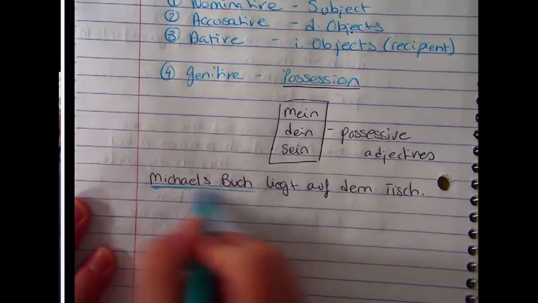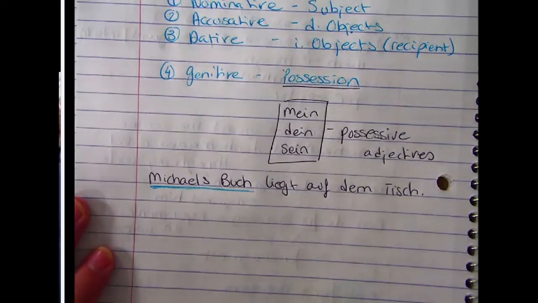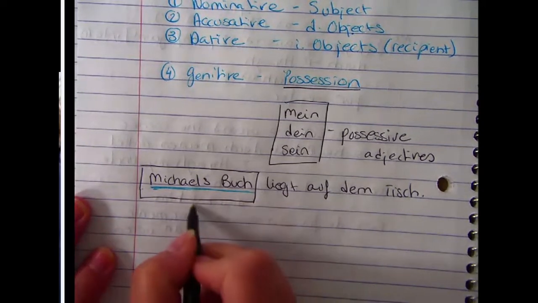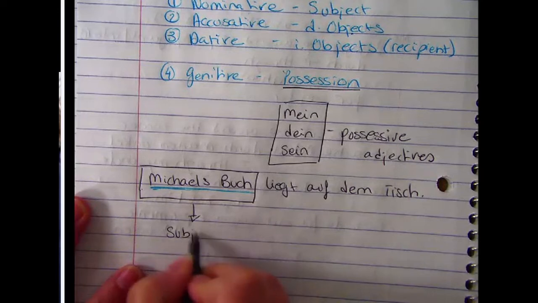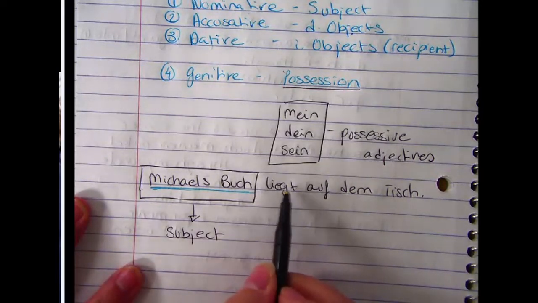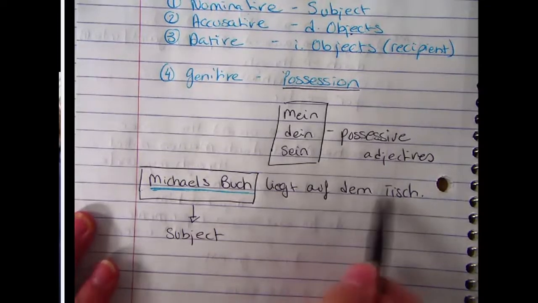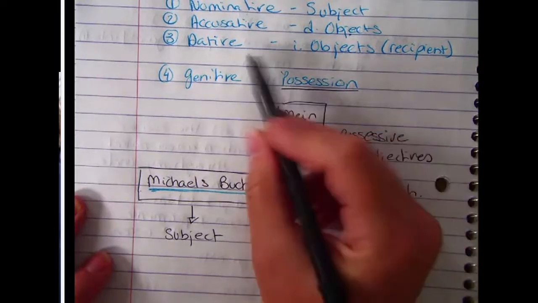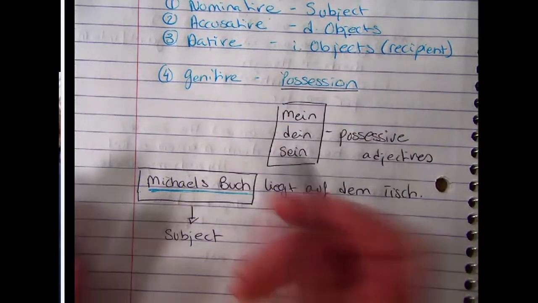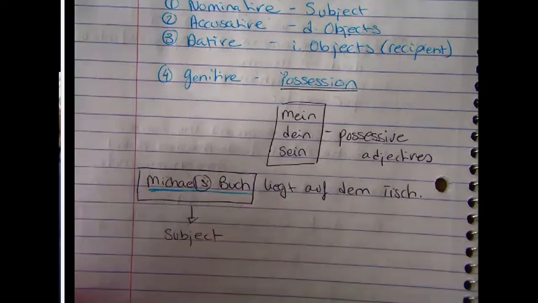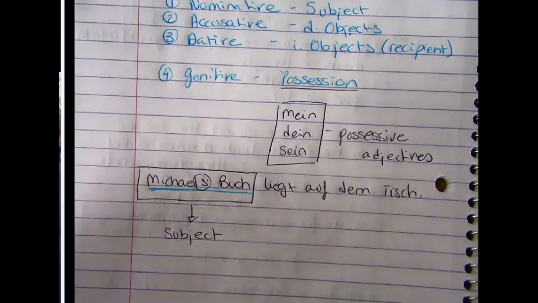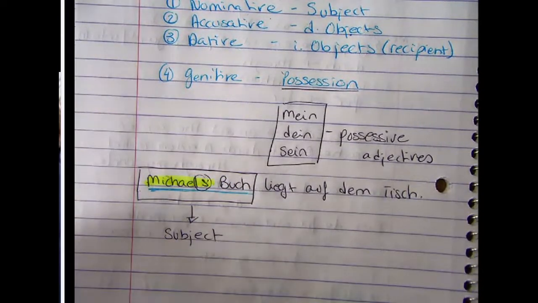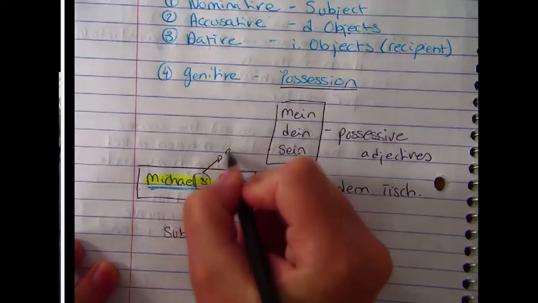So this is the part that I'm talking about. Now if you look at this entire thing, this phrase, this is the subject of the sentence. Okay, Michael's book is laying or sitting on the table. This is the subject. So this entire thing seems like it should be nominative case. And it sort of is, except that you've got this little S right here that shows you that the book belongs to Michael. Right? So Michaels Buch. So that part, this S on the end, is genitive.